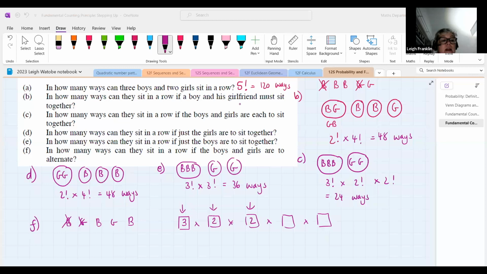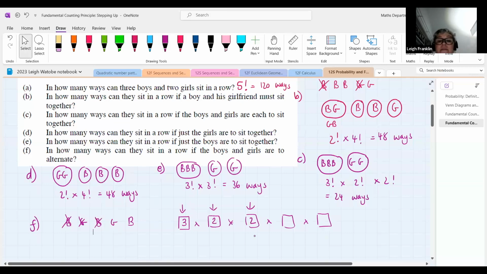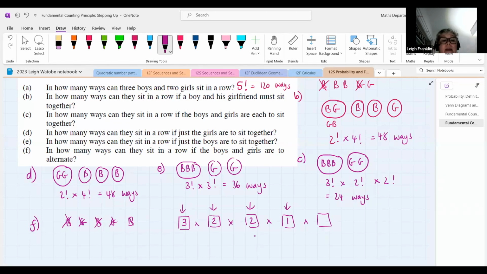Good. So now another boy is gone. There's only 1 girl left. So there's only 1 way that we can fill this block. And again, there's only 1 boy left. So there's only 1 way that we can fill that block as well. Okay, so we've got 3 times 2 times 2 times 1 times 1. Or if we want to, we can write this as 3 factorial, 3 times 2 times 1, times 2 factorial, because you've got a 2 times 1. Okay, so you can write it in either of these 2 ways, either using factorial notation or not if you don't want to. Okay, but yes, it would be 12 ways.